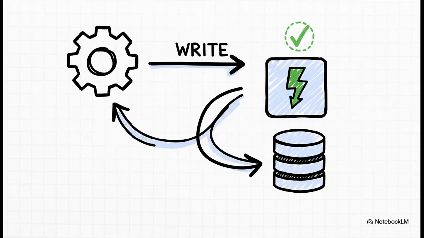And here it is, the secret sauce. With a write-through strategy, when your application writes new data, it doesn't just write to the database. It writes to the cache and the database at the exact same time, in a single operation. This means your cache is never, ever out of date. The small trade-off? Your writes are a tiny bit slower because you're writing to two places at once. But for data consistency, it's unbeatable.